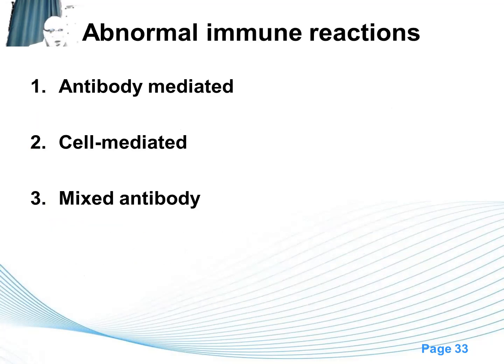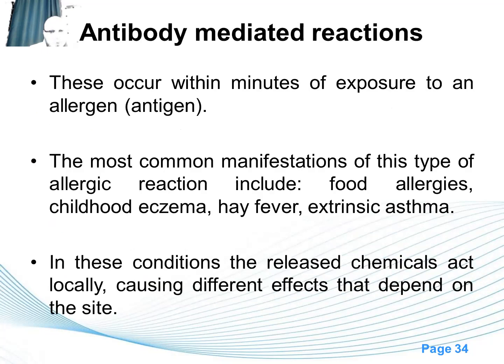So abnormal immune reactions are antibody-mediated, cell-mediated, and mixed reactions. Let us see the abnormal immune response where there are antibody-mediated reactions. These occur within a minute of exposure to an antigen. The most common manifestations of this type of allergic reaction are food allergies, childhood eczema, hay fever, and extrinsic asthma. In these conditions, the release of chemicals acts locally, causing different effects that depend on the site.